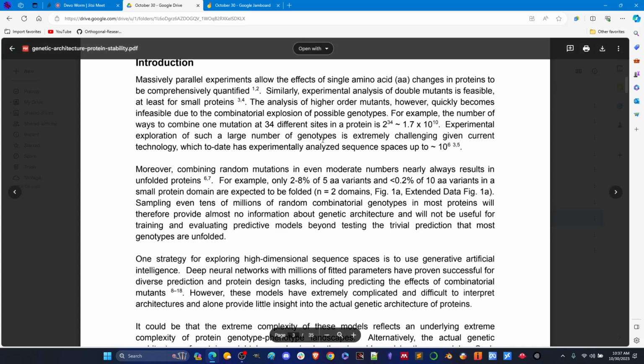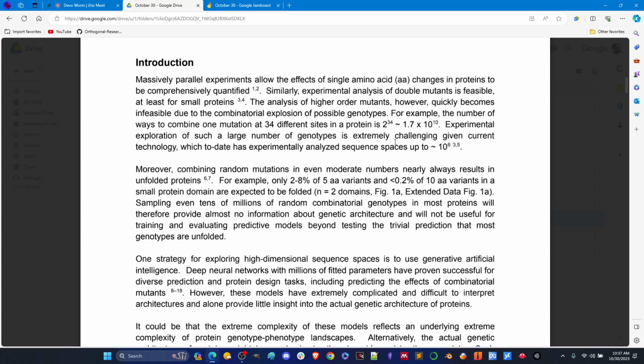Experimental exploration of such a large number of genotypes is extremely challenging. You'd have one mutation at 34 sites, and then you have the interactions between those sites, so this is going to produce a large number of genotypes. And with our technology right now, we don't have the computational power that's needed for this scale of inquiry. To this point, we've analyzed sequence spaces up to around 10 to the 6th. So there's this gap between 10 to the 6th and around 10 to the 10th that we need to fill.